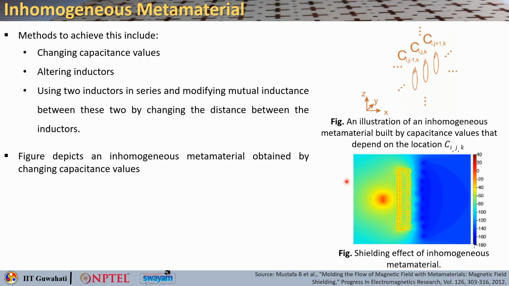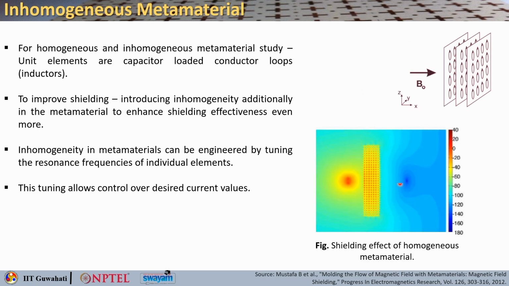Once you create some inhomogeneity, you can see the difference. This is for a homogeneous metamaterial for the same size and everything. You see here the magnetic field strength is around minus 80 to minus 100 dB.